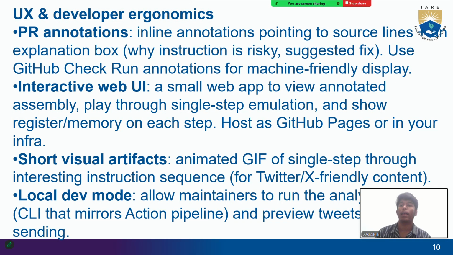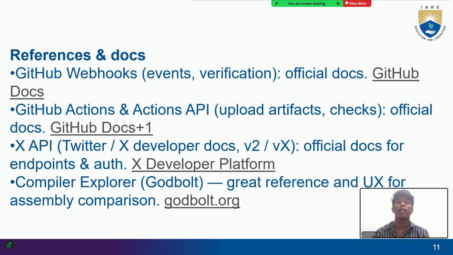Next, UX and developer environments. Here are inline annotations pointing to source lines, explaining why an instruction is risky with a suggested fix. Use GitHub check run annotations for a machine-friendly display, an interactive web UI, and short visual artifacts. Local dev modes contain all maintainers' tools to run the analysis CLI that mirrors CI.